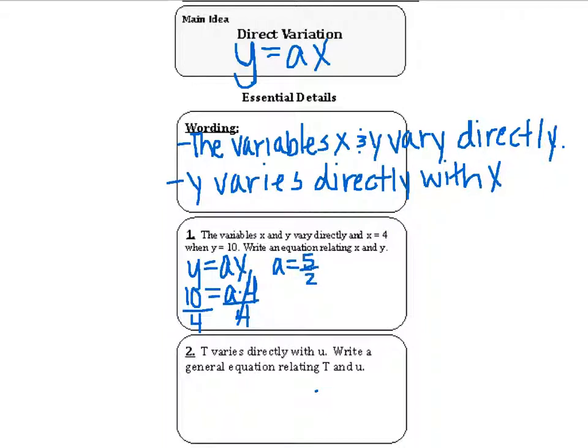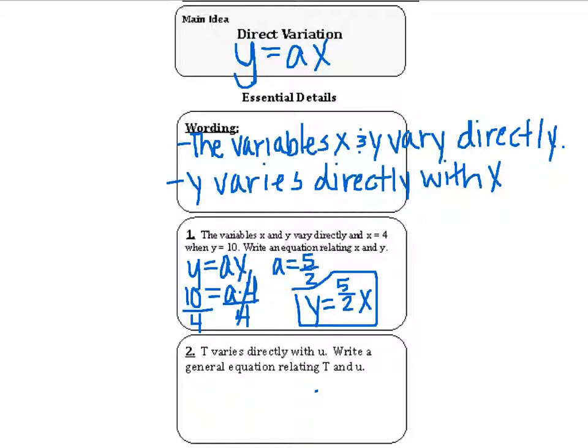So now I found A, but the directions say write an equation relating X and Y. So we found A, we now need to go back and write our equation. So your answer would be Y equals, instead of writing A, we're going to plug 5 halves in, X. So here's your answer, Y equals 5 halves X.